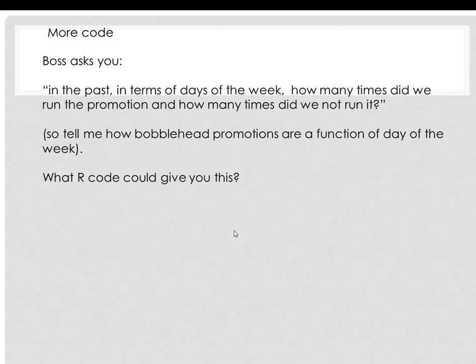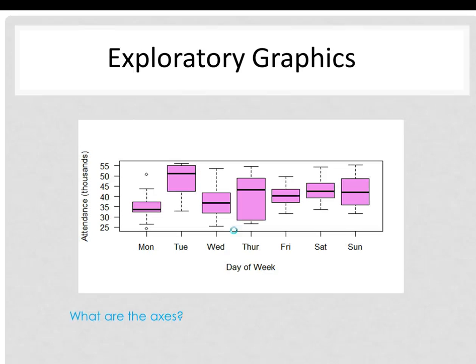That's right. So if we knew that, then what could we say about this? We might say, oh, look, the median is really high here, right? It's like the mean is really high here. So what might we ask about Tuesdays? How many times did we run the promotion on Tuesdays, and how many times did we not run it? That's the question your boss is asking now. How can you get the answer in R?